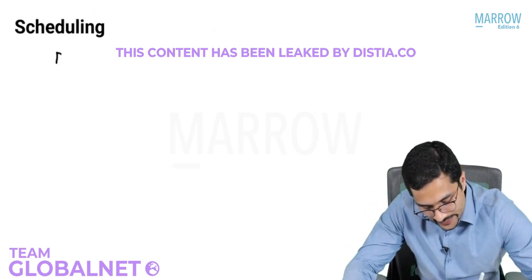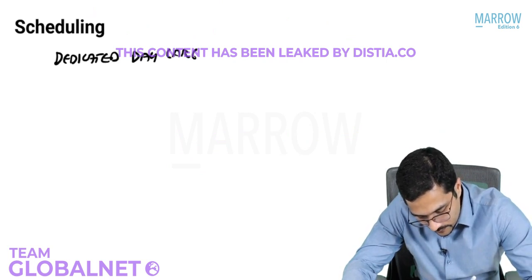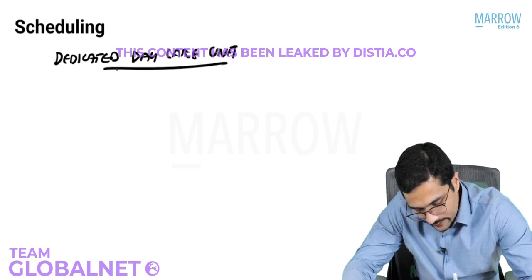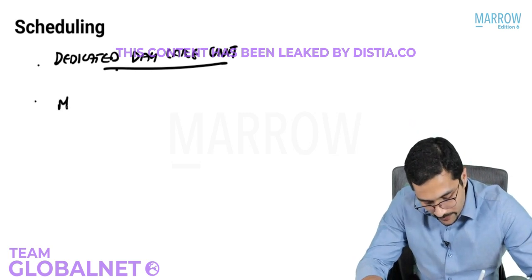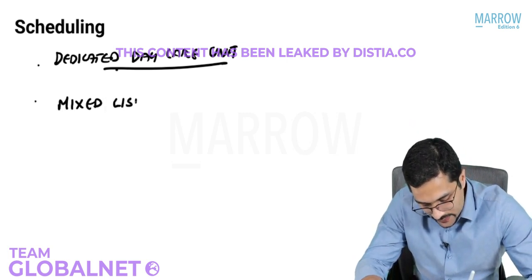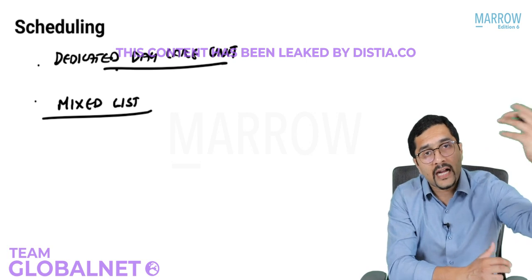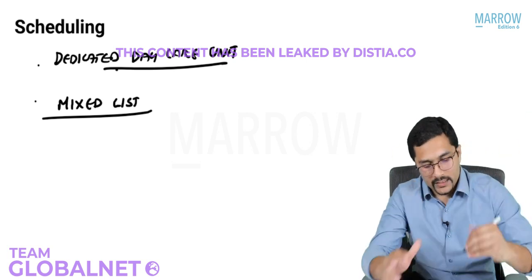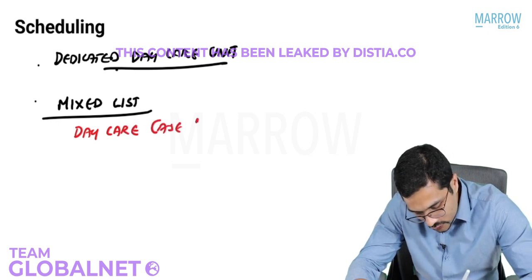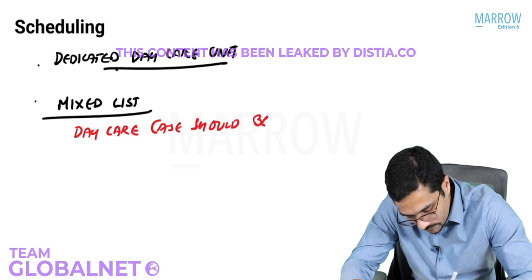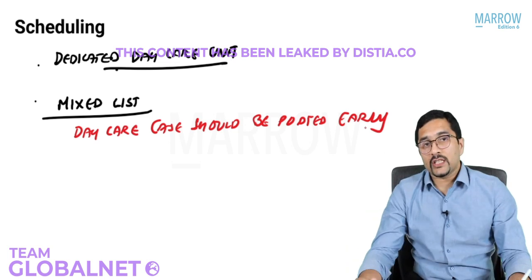Now, if it is a dedicated daycare center, a dedicated daycare unit, then cases are scheduled one after the other so they can be discharged on time. But if it is a mixed list, what does it mean by a mixed list? Mixed list means where there are daycare cases also, short stay cases also, and long cases also, right? So if it's a mixed list, then daycare cases should be done first. Daycare cases should be posted early so that they can be discharged on time.